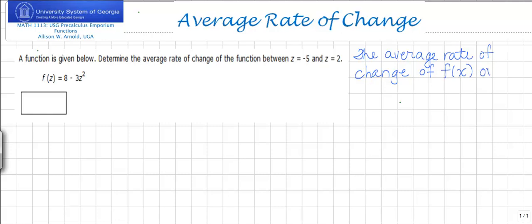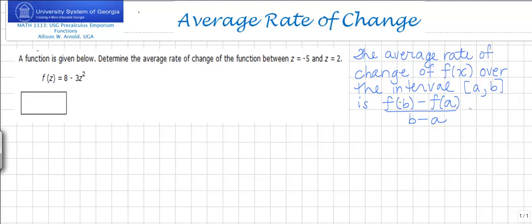over the interval x equals a to x equals b is actually f of b minus f of a divided by b minus a. In other words, it's change in the y coordinates divided by the corresponding change in the x coordinates, which is also known as a difference quotient. So it's really another example of a difference quotient.